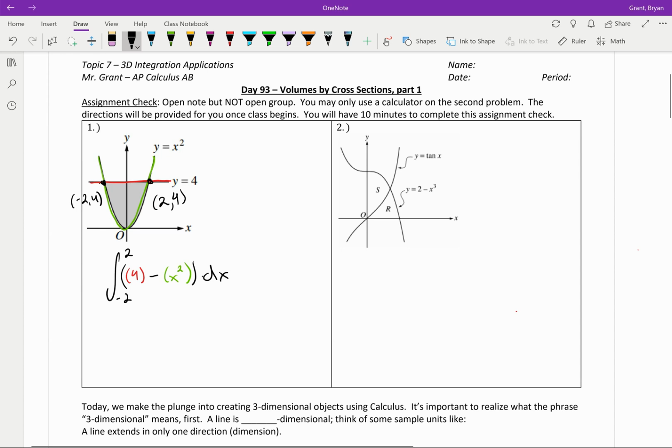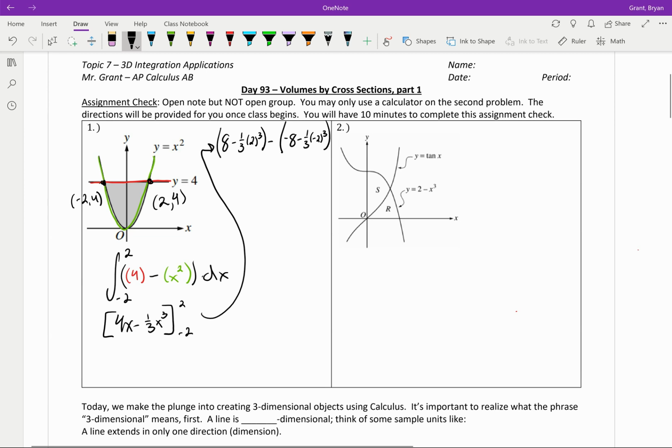Let's do a little antiderivative practice. So we're going to end up getting 4x minus 1/3 x cubed from negative 2 to 2. Well, that was interesting. From negative 2 to 2. We'll have to plug in 2 for our first one. That's going to give us 8 minus 1/3 of 2 cubed minus, and now we plug in negative 2, so that gives me negative 8 minus 1/3 of negative 2 cubed.